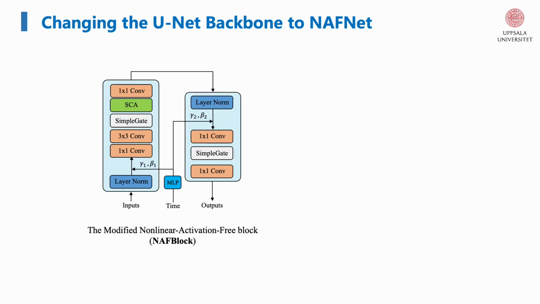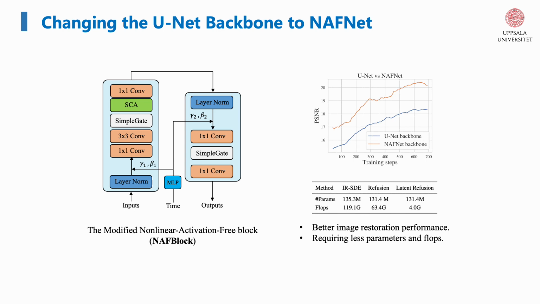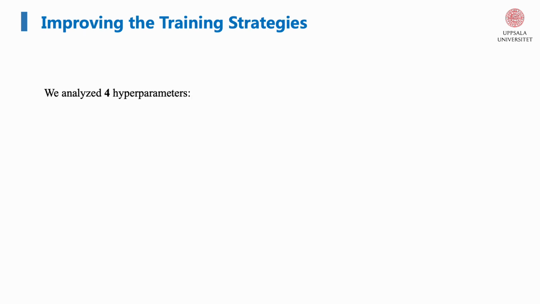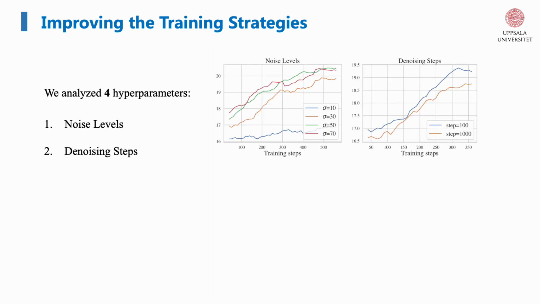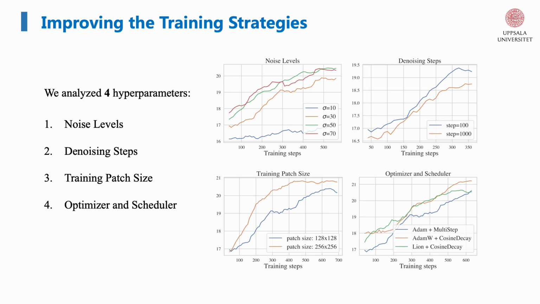Here is a modified nonlinear activation free block, which embeds the time into the network, the same as other diffusion models. The NAF-net performs better than unit while requiring fewer parameters and FLOPs. We also analyzed 4 training hyperparameters: noise levels, denoising steps, training patch size, and optimizer and scheduler. All results are obtained on the image shadow removal task.